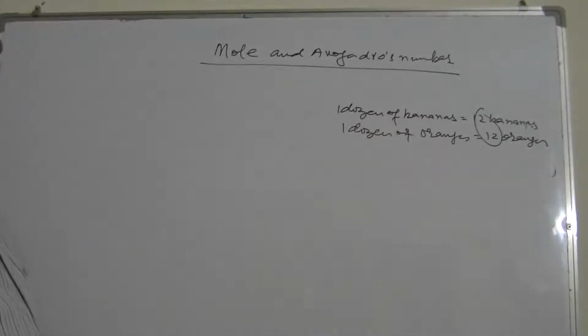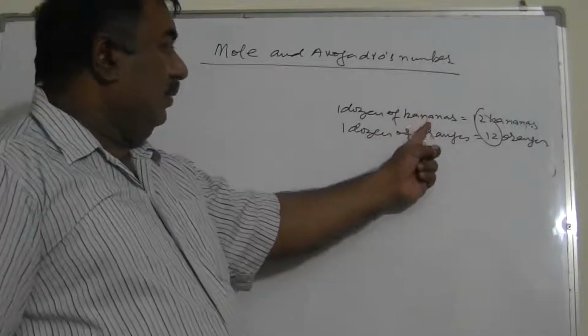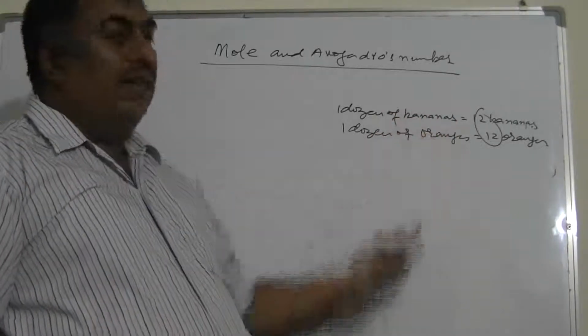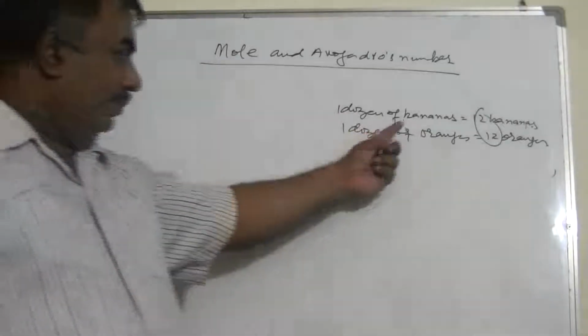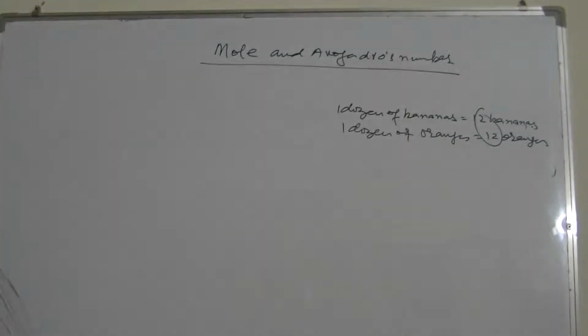So 12 is a fixed number, and of course because it's 1 dozen, but the masses will be different. 1 dozen of bananas and 1 dozen of oranges, mass will be different even for 12 like objects, and even for a single banana, the mass of a single banana and the mass of a single orange will not generally be the same. That's the case for the mole and Avogadro's number.